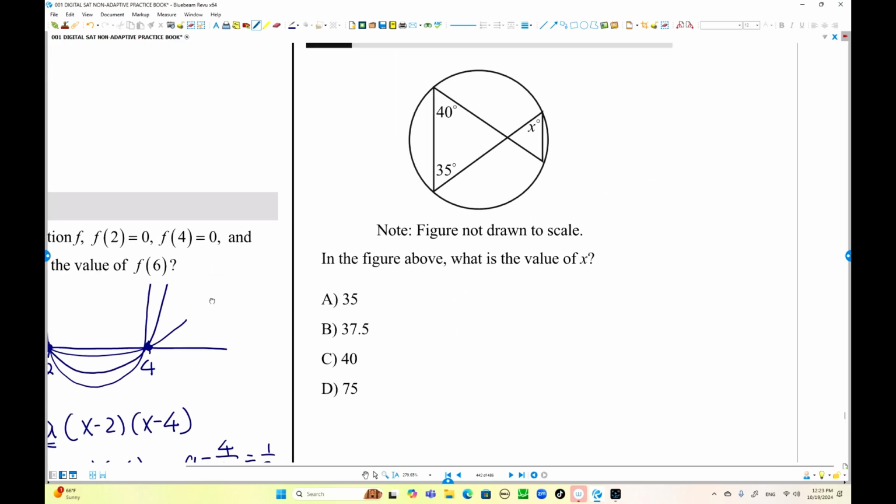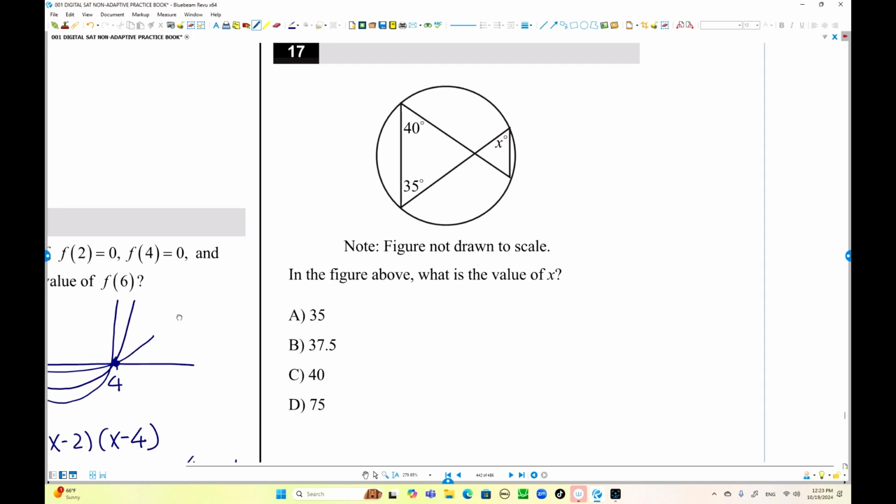Okay. Here's number 17. This is a very simple geometry problem in a circle. For this arc, the common arc, the inscribed angles are equal, right? X is 40, that is the answer. Okay.